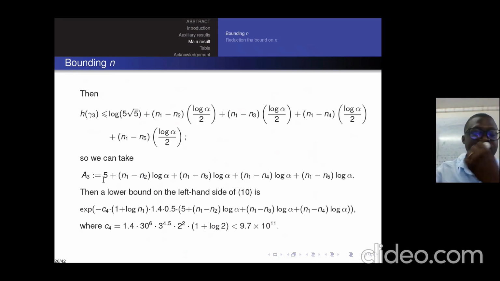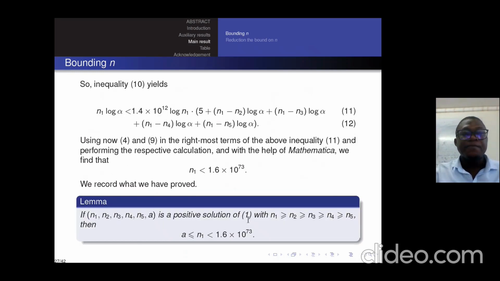And now we can deduce A3, which will be equal to 5 plus (n1 minus n2) log of alpha, plus (n1 minus n3) log of alpha, plus (n1 minus n4) log of alpha, plus (n1 minus n5) log of alpha. Then the lower bound of the left-hand side of 10 will be equal to this, where C4 is equal to this. So we can finally obtain equation 12. Using 4 and 9 in the rightmost term of inequality 11 and performing the calculation with the help of Mathematica, we finally found that n1 is less than 1.6 times 10 to the power 73.